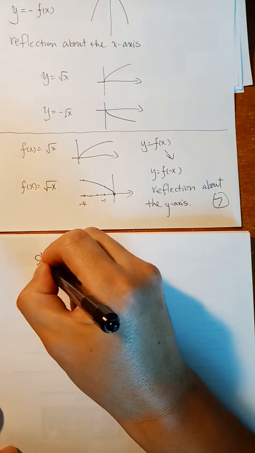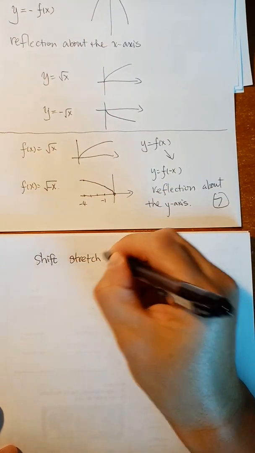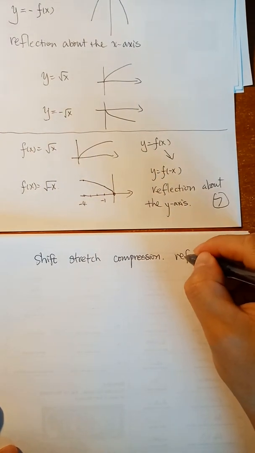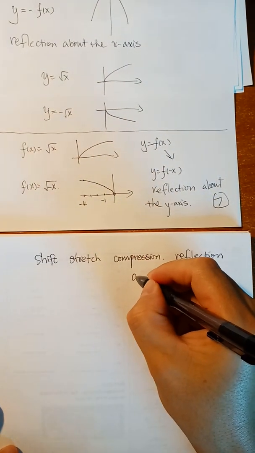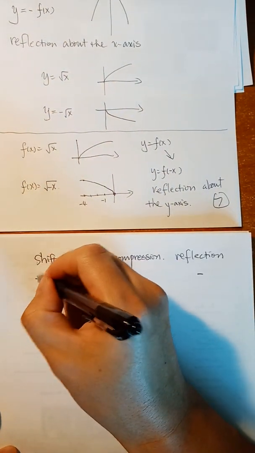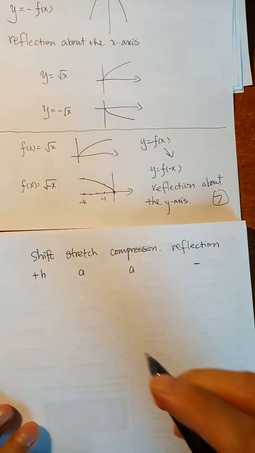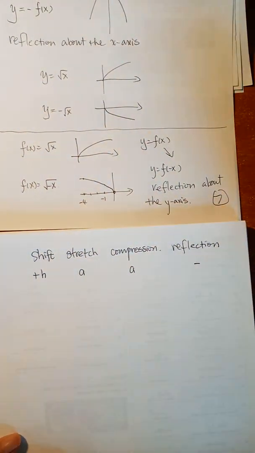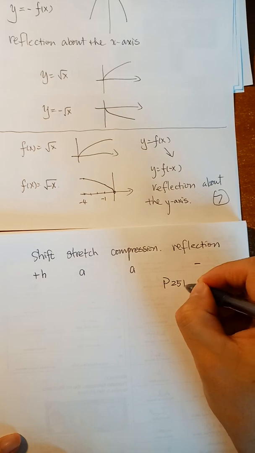So you have a shift, you have a stretch, you have compression, you have the reflection. Reflection with a negative sign. Compression with a coefficient greater than 1. Stretch is also with the coefficient a. Shift is with a plus h, either to x or to f(x). Okay, so they are the 4 techniques, and these techniques are classified on page 251.